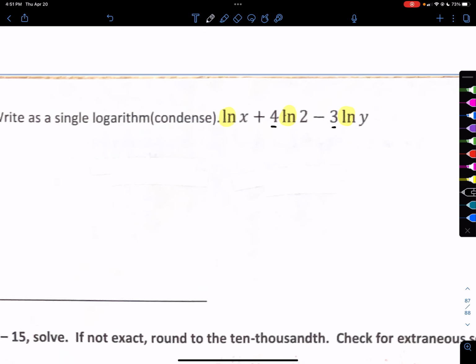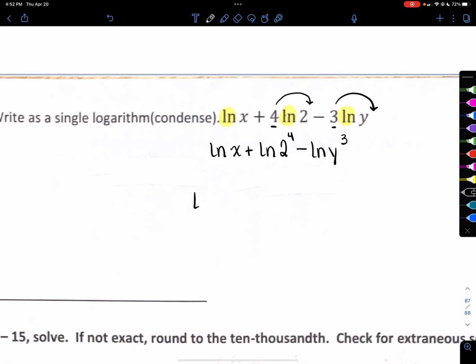So I'm going to use the power rule. 4 is going to be the power on 2. 3 is going to become the power on y. So I'm going to have ln of x plus ln of 2 to the 4th power minus ln of y to the 3rd power. Now that they all start with natural log, I can go ahead and condense it.